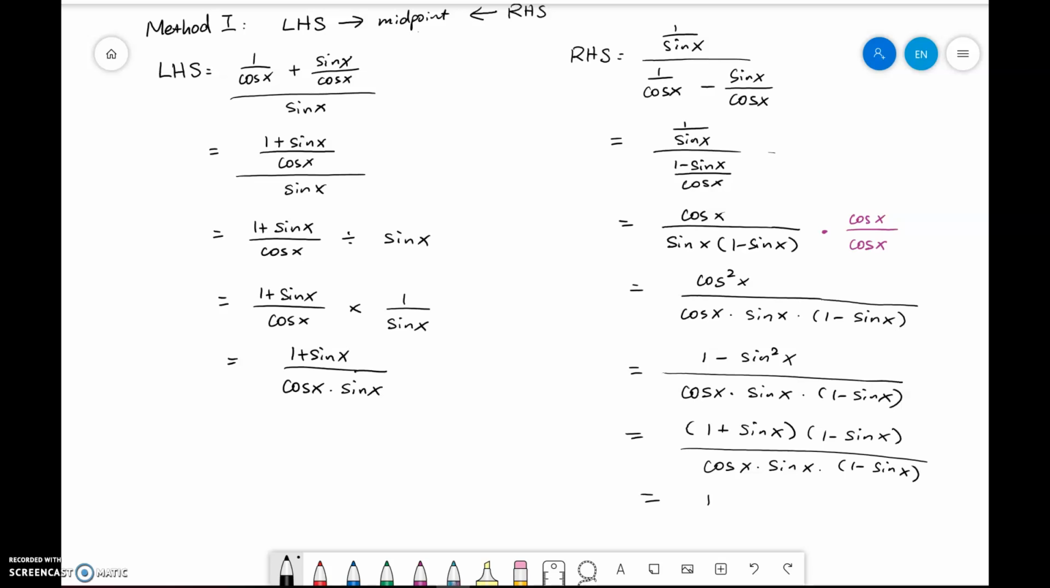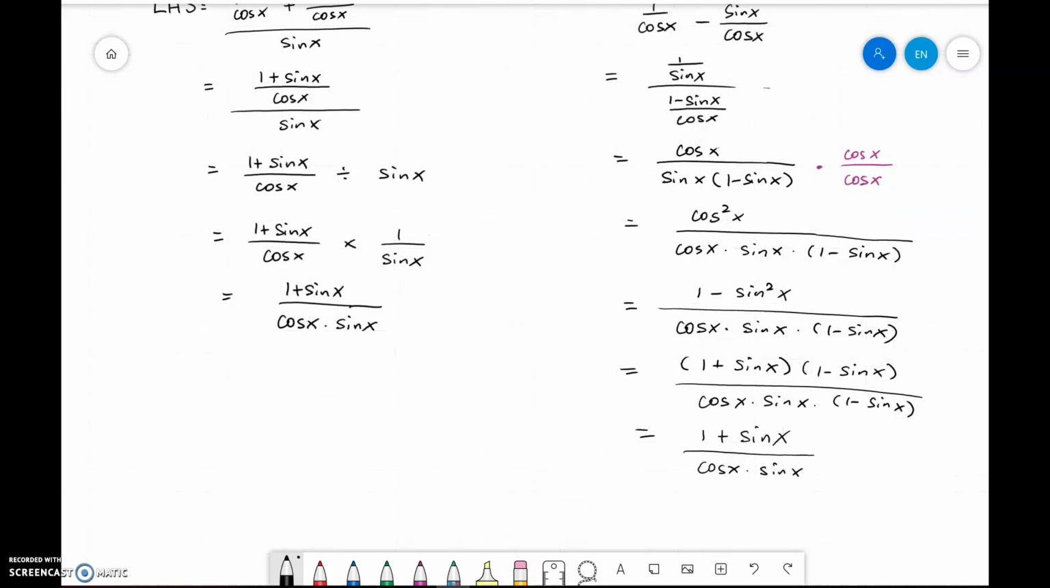Which will equal 1 plus sine of x over cosine of x times sine of x. Now they are matching. Hence, the left-hand side equals the right-hand side. I verify the identity.